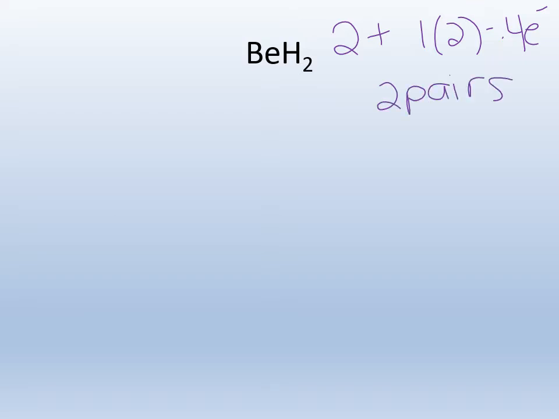The first atom in your formula is the central atom. Beryllium's in the center, hydrogen on both sides. And then we connect our outer atoms to the center with a single bond. So 1, 2. Now that's used both of my 2 pairs. That's a pair and that's a pair.